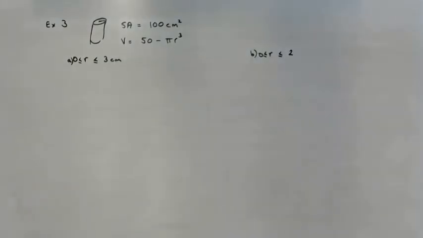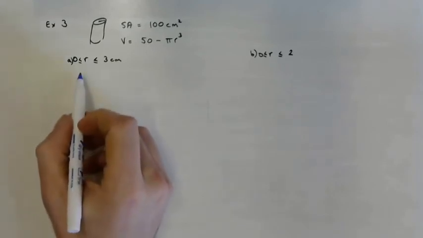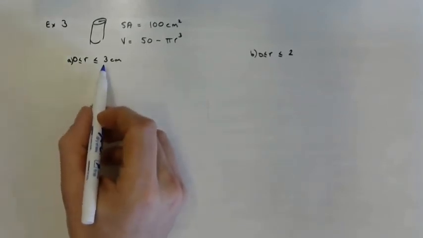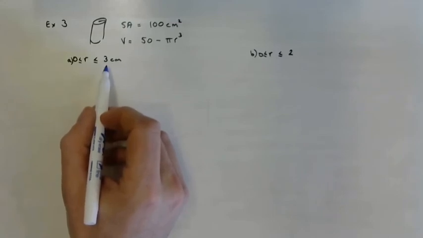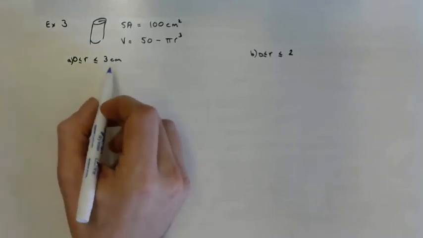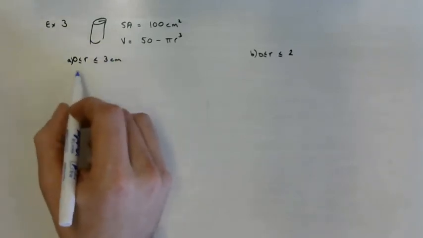Do you have the function for the surface area? We do not, and I don't think we need it. So let's look at each of these cases. In the first example, the radius cannot be less than 0, and it cannot be greater than 3. So we're going to find the critical numbers in this domain.